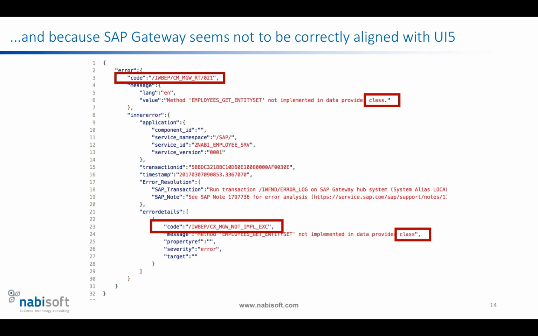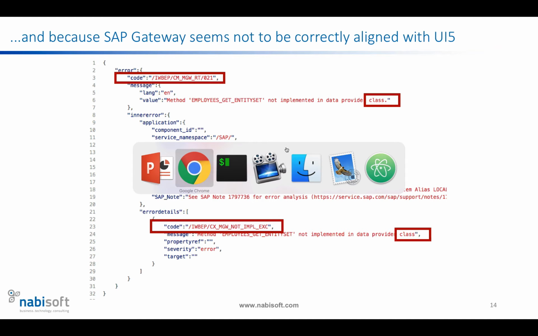However, this is what the Gateway is sending us. We have a code here in the leading message, and then the error details have a different message. So this would be message 1, and this is message 2, and the code is different. But even if we had the same code, we can see that the message text here and here has a difference. There's a dot and there's not a dot, and everything else is the same. So for some reason, I guess Gateway and UI5 are not correctly aligned, and I hope that this will get fixed soon as well.